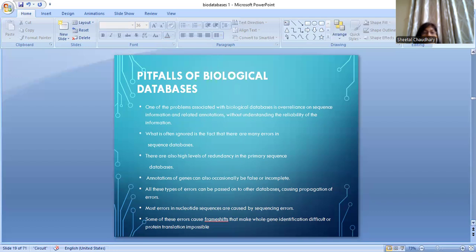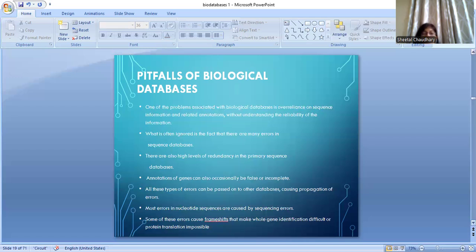There are also high levels of redundancy in primary sequence databases. Redundancy is nothing but repeatedness. Annotation of a gene can also occasionally be false or incomplete. Annotation means additional information. All these types of errors can be passed on to other databases, causing propagation of errors.